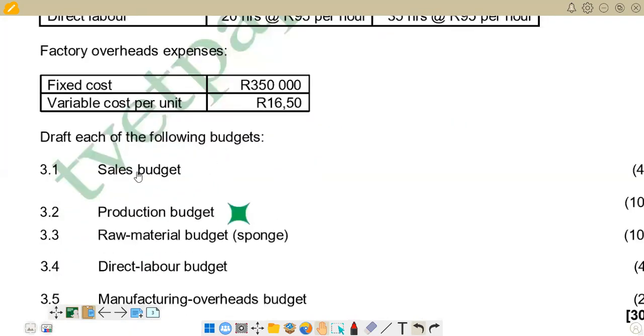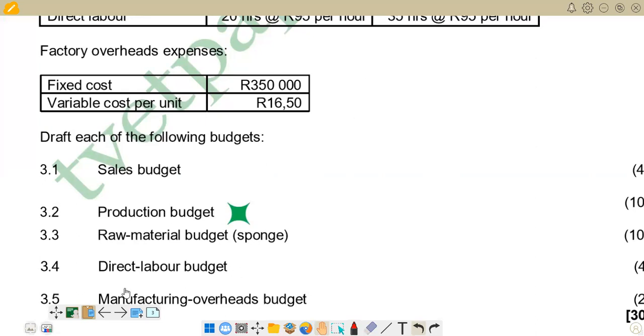Draft each of the following budgets on the required part. The first one is the sales budget. On this sales budget, what we are looking for is the projected amount of units a company anticipates selling in a set period of time and the revenue it could earn. So this is the basis of preparing this sales budget. At the end, we want to calculate the value of the total sales, whereby we multiply the expected sales in units by the selling price per unit.